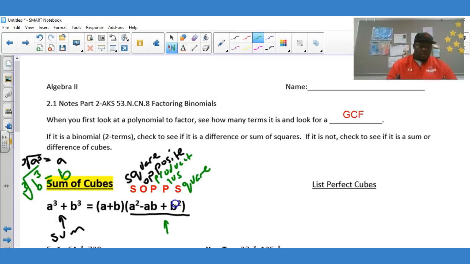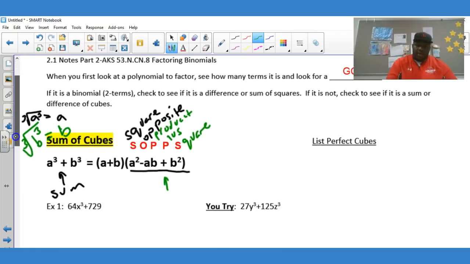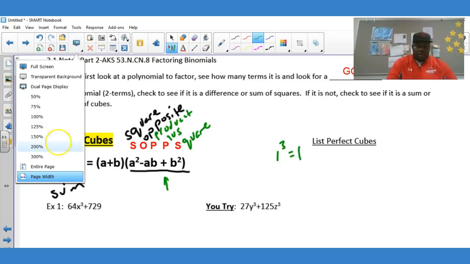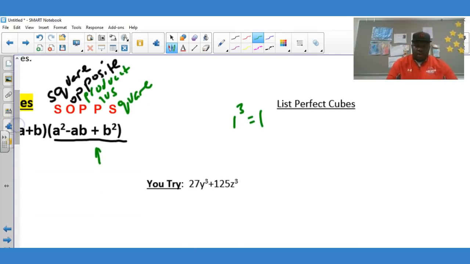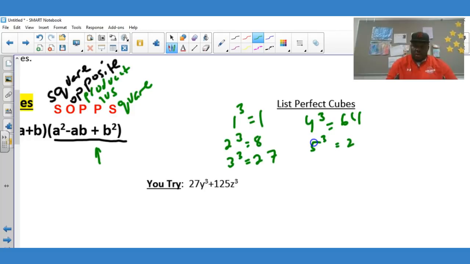So real quick, I want to list some perfect cubes. SOPs, get to know it. Some perfect cubes: 1 cubed is 1, 2 cubed is 8, 3 cubed is 27, 4 cubed is 64, 5 cubed is 125, and so on. You guys continue your list.